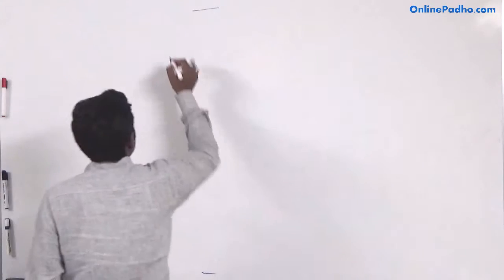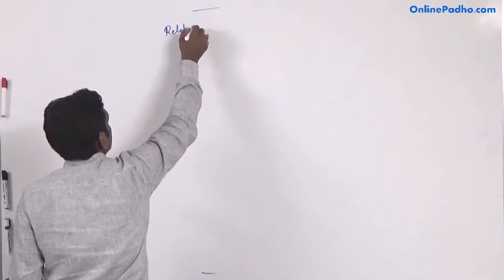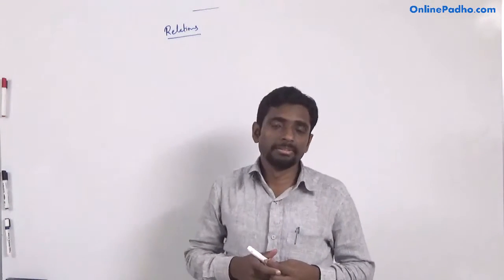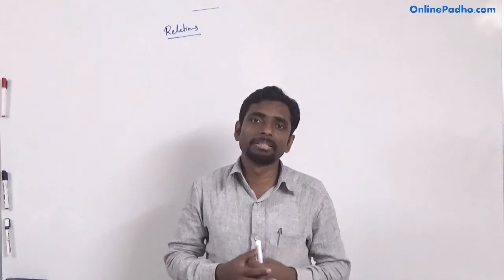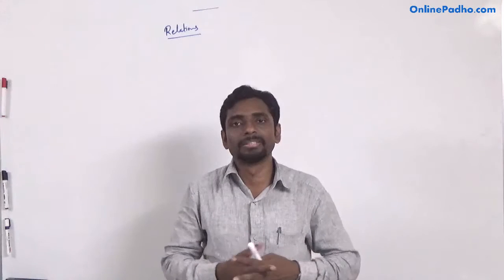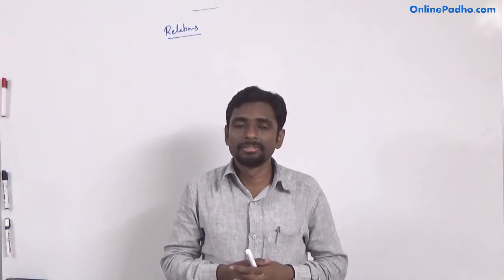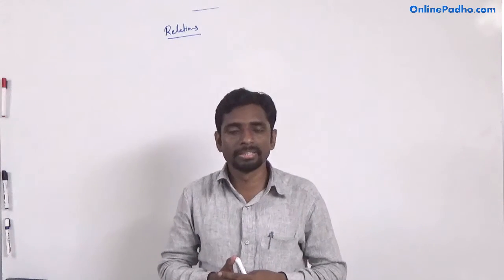We are discussing our first topic, relations. In the last tutorial, we discussed the three types of relations: reflexive relation, symmetric relation, and transitive relation. Now you know the definition of reflexive, symmetric, and transitive relation.